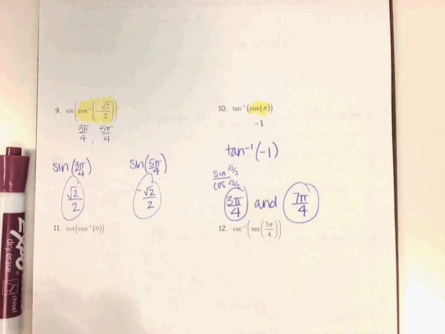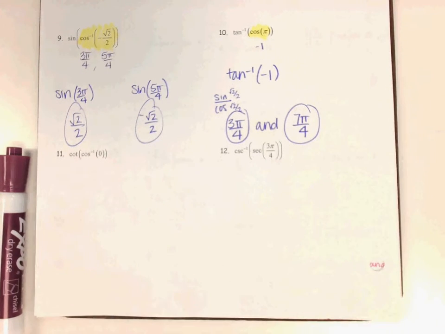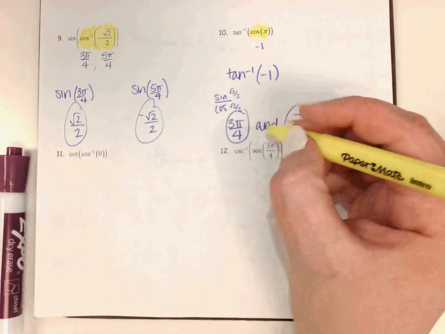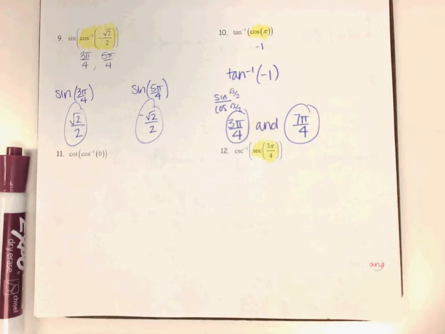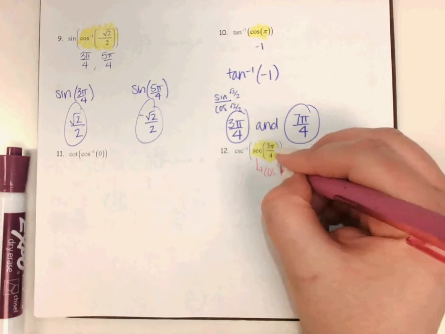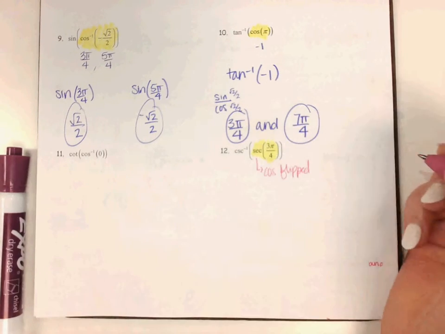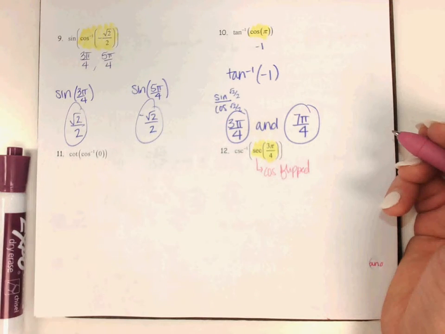Okay, let's do number 12 off your homework. Let's try to knock some of these out. So I want the secant of 3 pi fourths. What am I going to find for secant and flip? Okay, I'm going to find the cosine of 3 pi fourths. Then I'm going to flip it. So go to 3 pi fourths on your circle. What is 3 pi fourths on your circle?